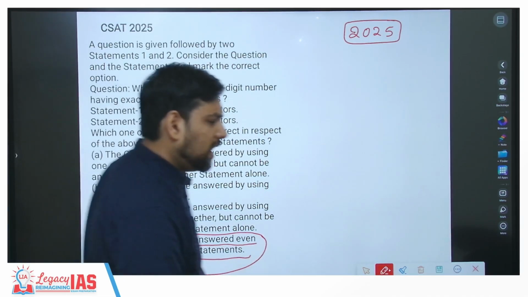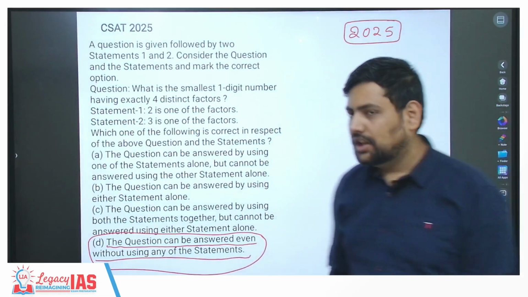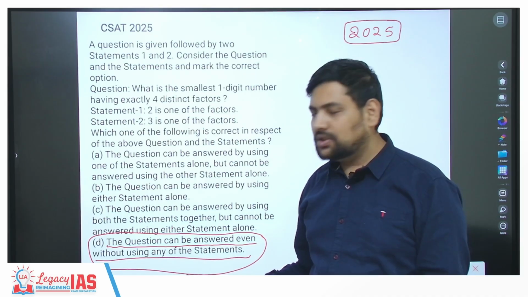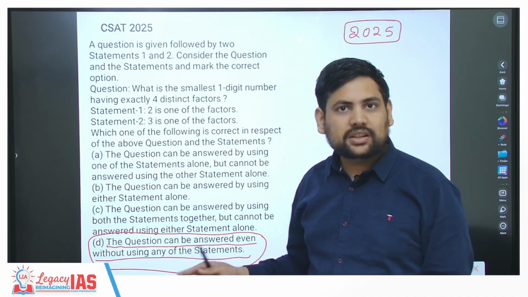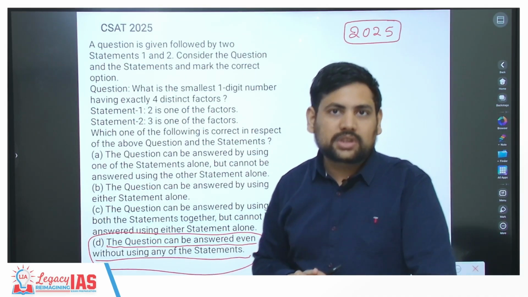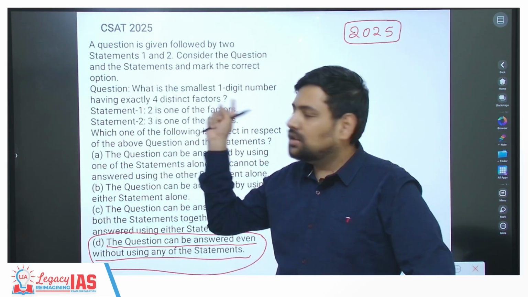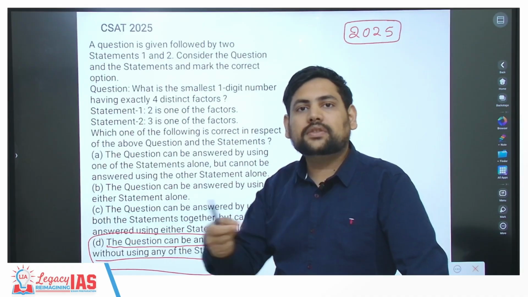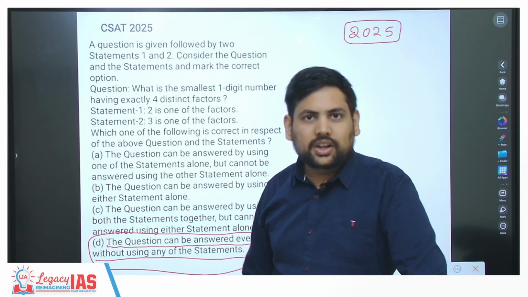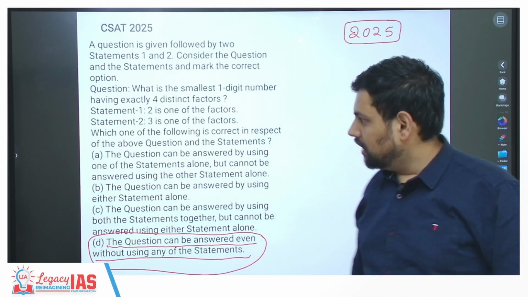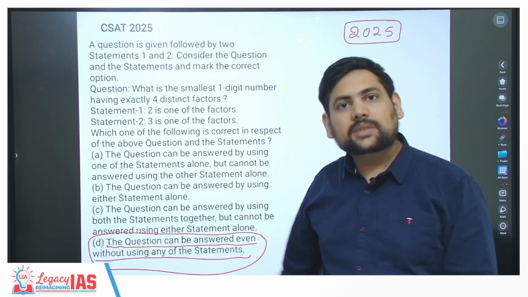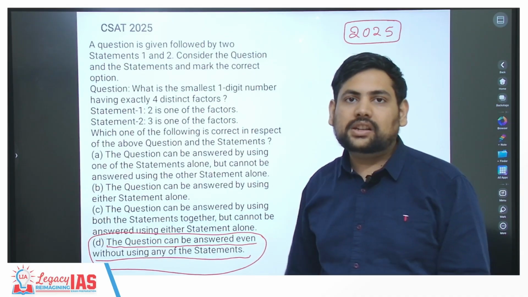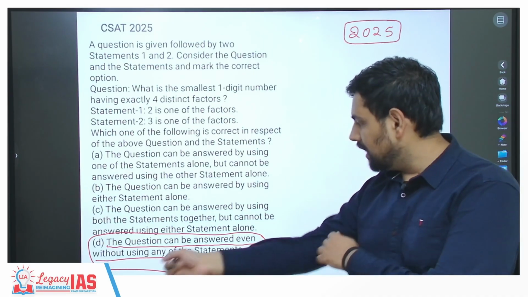This is a very new type of option. I have not seen this in GMAT or any other exam also, where they are asking you whether the question can be answered without using any of the statements. That is, the general question that is asked is itself limiting enough for you to get to the answer. So this is a very new kind of option. In fact, it is right also in some of the cases. In some of the questions it is right also. So we'll understand it fully. Now let's get started.